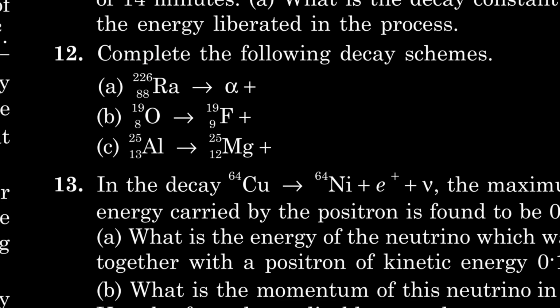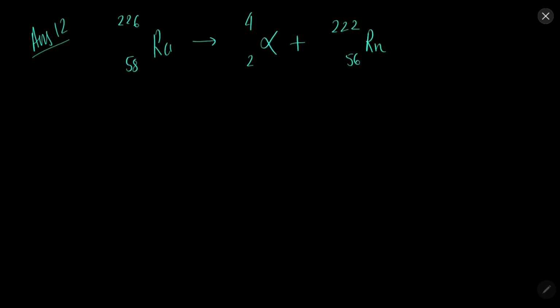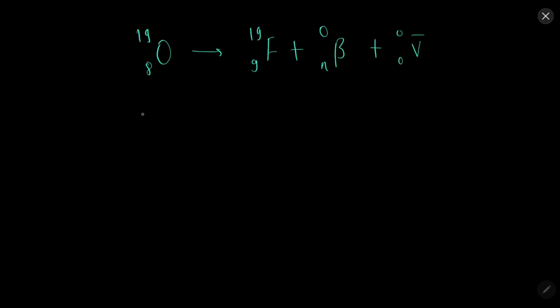In question 12, we need to complete these decay schemes. Answer 12. So here the first one will be, this is the alpha particle, so this will remain 56. Then in the second one, this will be there. Third one, this will be there.